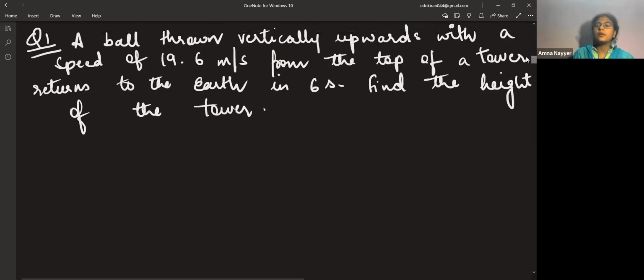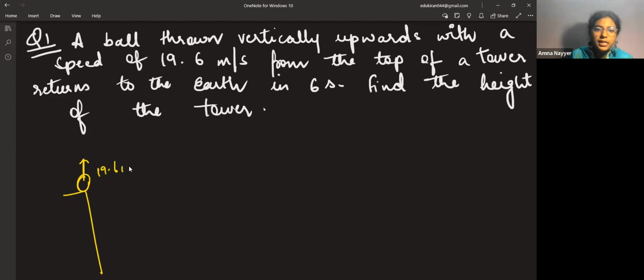I want to practice this question with you. This says that a ball is thrown vertically upwards with a speed of 19.6 meter per second from the top of a tower. Means this is a tower, let's say. From here, the ball is thrown with the speed 19.6 meter per second. Fine, this is what has happened. And then it goes up and comes down, returns to earth in 6 seconds. Let's say this is the highest point. You have to find the height of the tower.